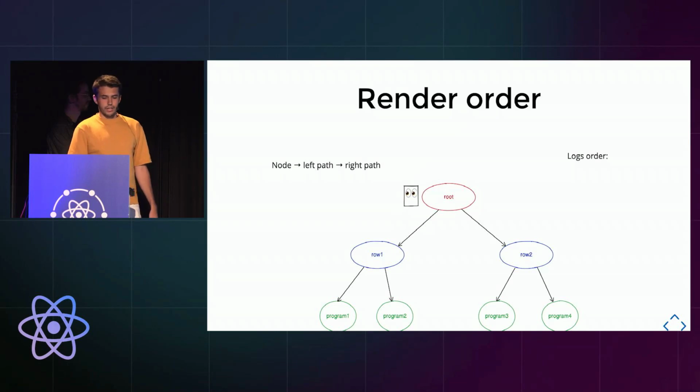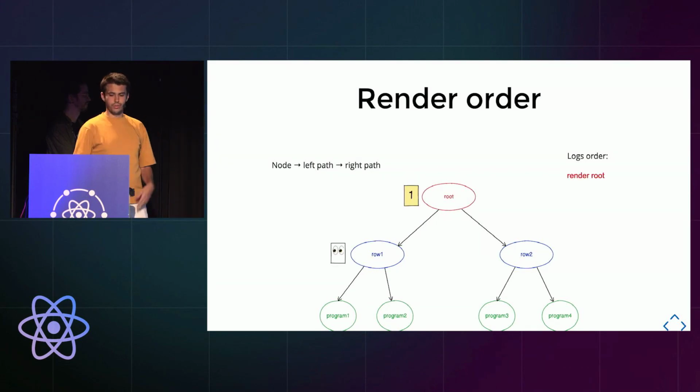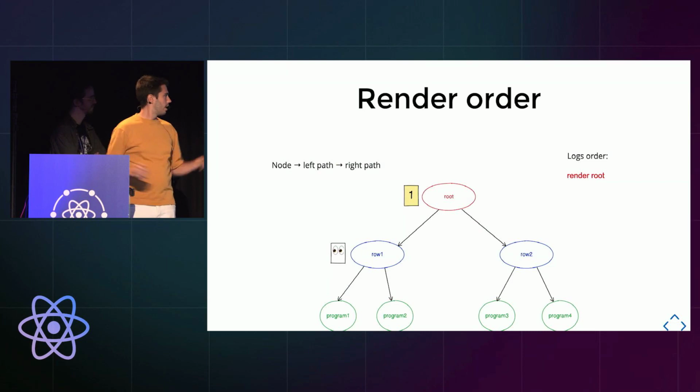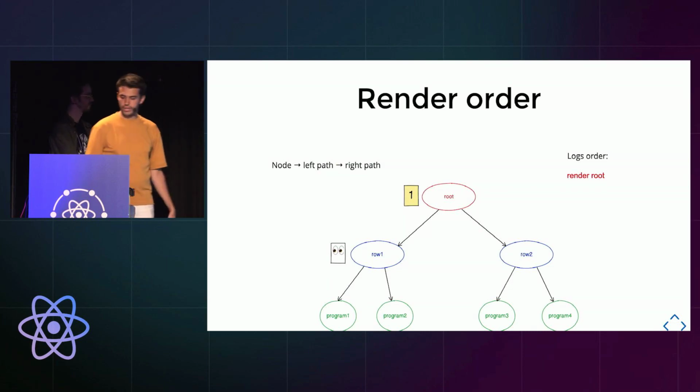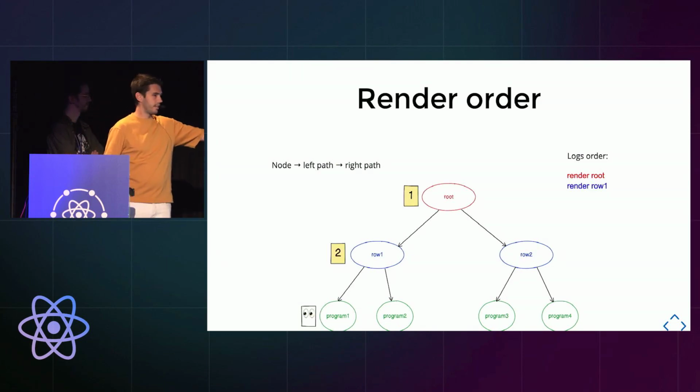So this GIF may seem a bit strange. Let's look at what happens step by step for our components. First, it looks at root, and so it executes the code for root, which logs render root, and then it looks at the left path recursively, which is row 1. And you start over. You look at row 1, you execute the code for row 1, which logs render row 1, and you look at the left path recursively.